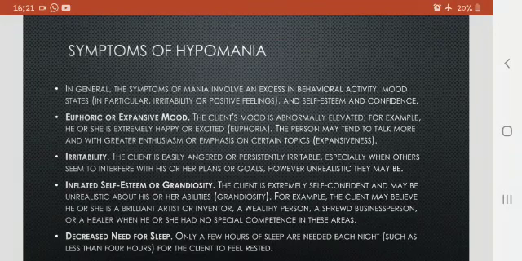So the second symptom is irritability. The client is easily injured or presently irritable, especially when others seem to interfere with his or her plans or goals, however unrealistic they may be.